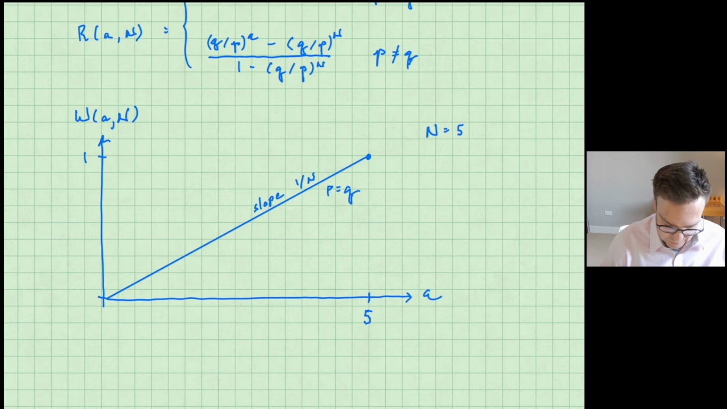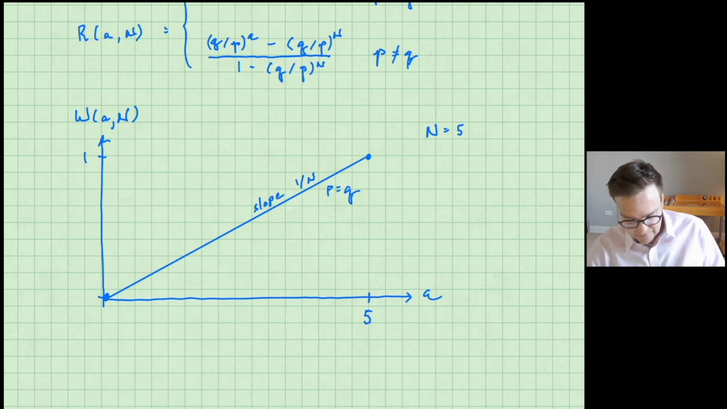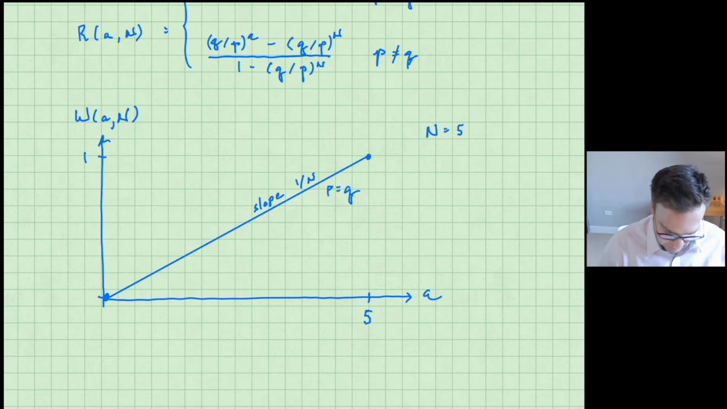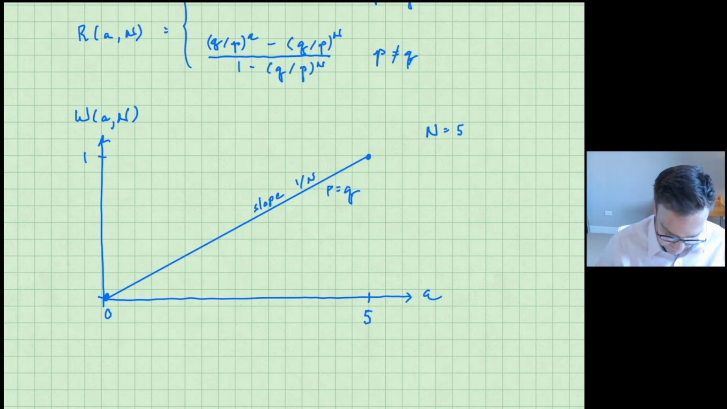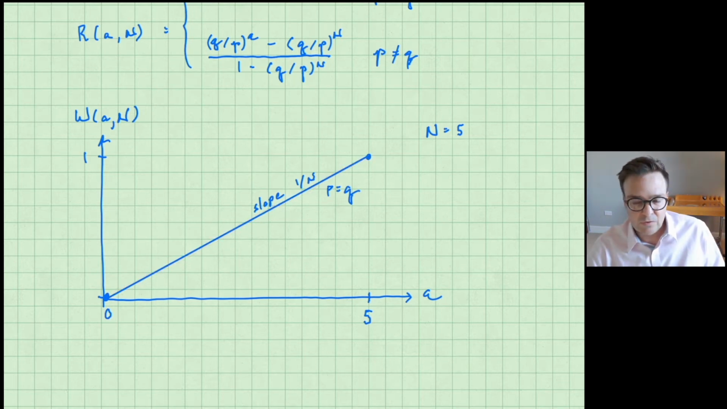So something like that, right? Oh, and I probably should have said, this place over here, if player A starts with 0 coins or tokens, then the probability of winning is 0 because player A starts the game having lost. So if you increase A when P and Q are the same, it looks like this. Your chances of winning grow linearly with A, with the number of tokens that you played with. So that's kind of interesting.